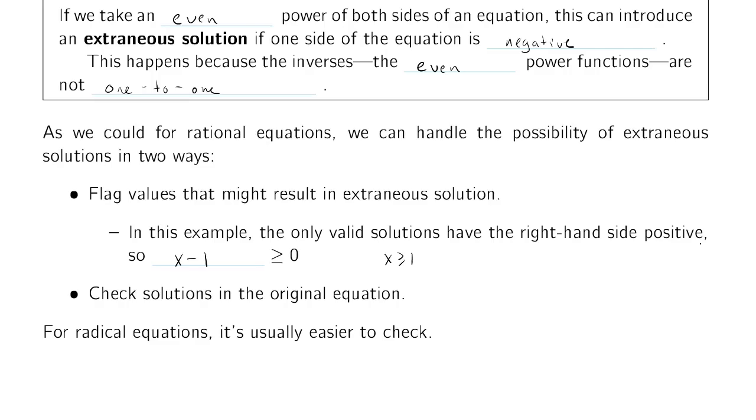For rational equations, because the possible extraneous solutions were just a small number of values, it was easier to flag them. For radical equations, it's usually easier to just check. As the equations get more complicated, flagging the potential extraneous solutions becomes harder. And so it's easiest to just go back, plug into the original equation, and see if it works.